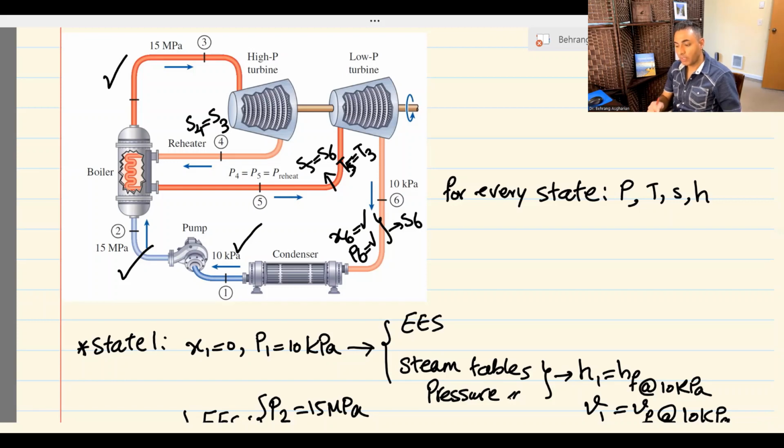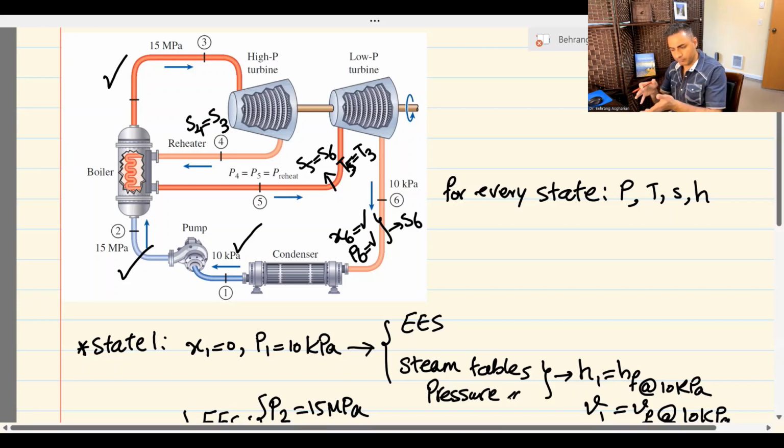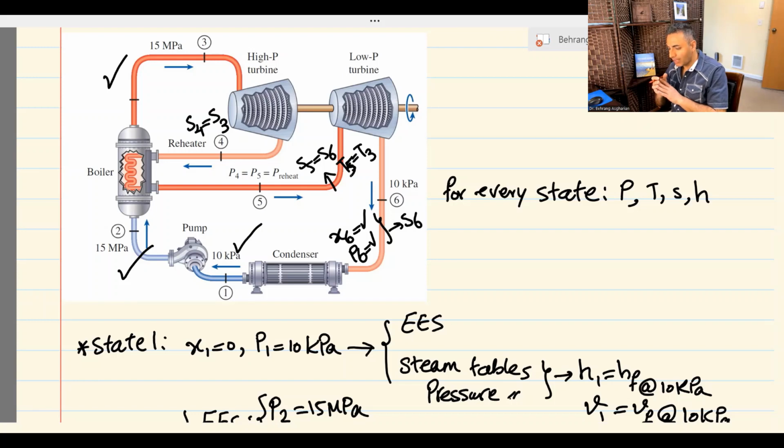One more time, I found S6 from state 6, because the quality and pressure I knew. So I went to the steam table. Basically, this is a two-phase part, so you can go to the saturated water and use the quality to find S6. Then because S5 is S6 and T5 was given, state 5 is determined, so I can find this pressure. I have the pressure at 5, so I have the pressure at 4. Because I knew the entropy at 4, state 4 is also determined.